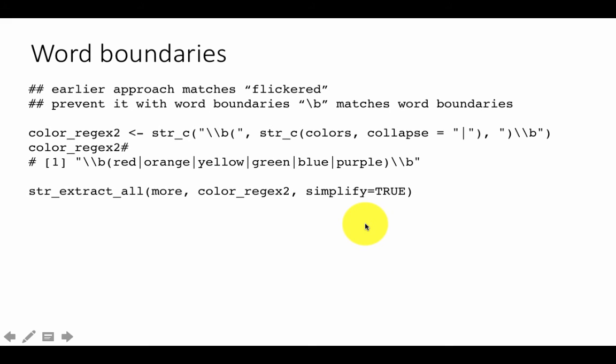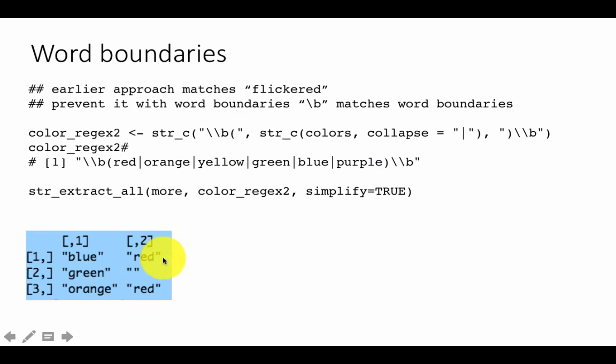Now when we do str_extract_all and simplify equals true, we see that the red, which was earlier in flickered, doesn't appear anymore. So that's how you take care of word boundaries. And it's very important to account for word boundaries. Otherwise, when you are matching for a particular regular expression, if it occurs in the middle of a word, that'll get matched, and sometimes that leads to trouble.